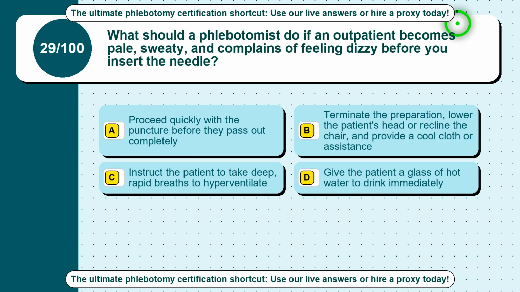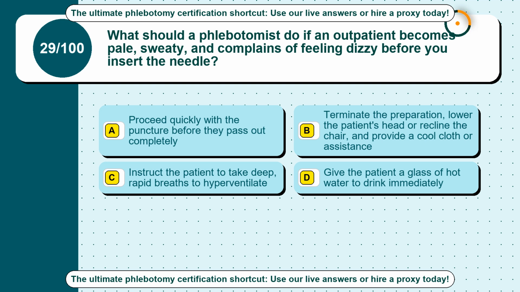Question 29. What should a phlebotomist do if an outpatient becomes pale, sweaty, and complains of feeling dizzy before you insert the needle? Option A, proceed quickly with the puncture before they pass out completely. Option B, terminate the preparation, lower the patient's head or recline the chair, and provide a cool cloth or assistance.